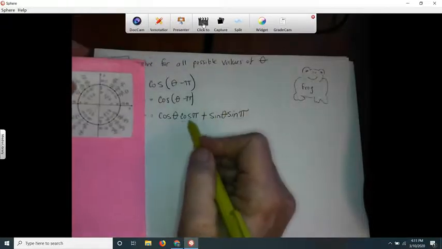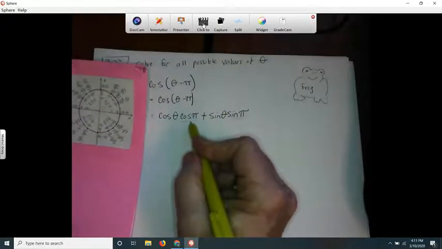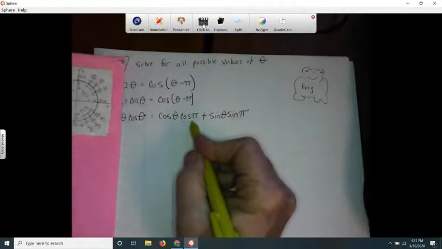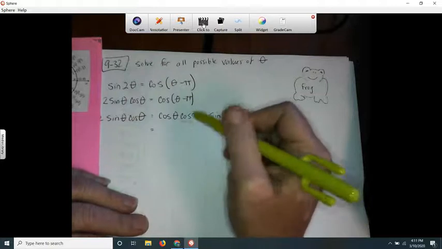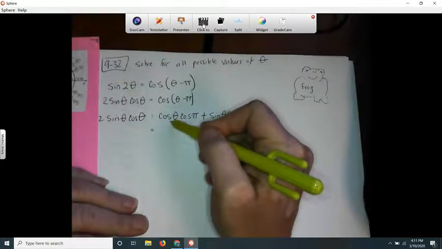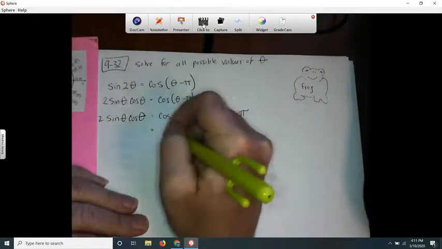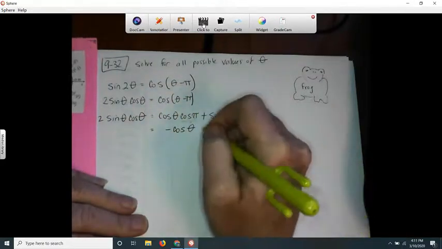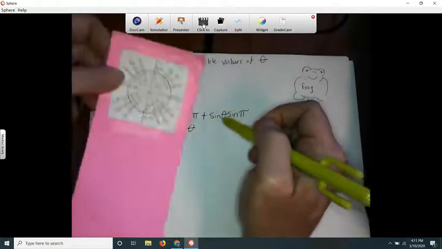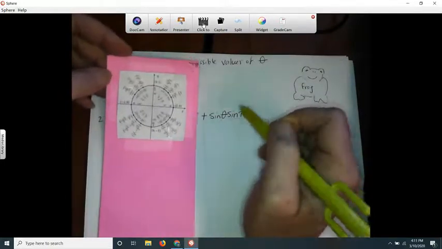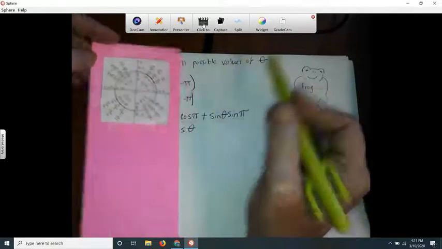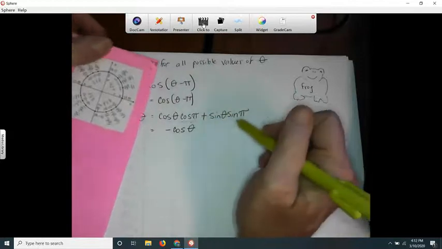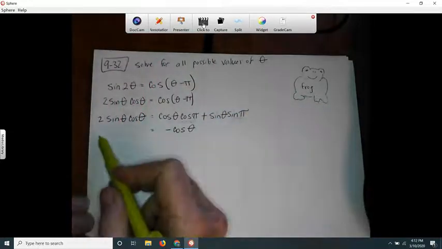See this right here, cosine of pi is -1. So this is going to be -1 times cosine theta. So that's going to be negative cosine theta. Now, sine theta times sine of pi. Sine of pi is 0. So that's just going to be 0. I'm not going to write it. And then I'll just rewrite this.